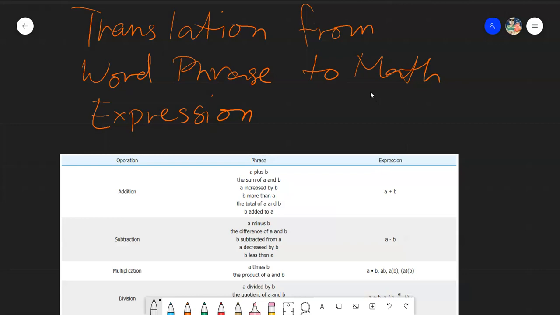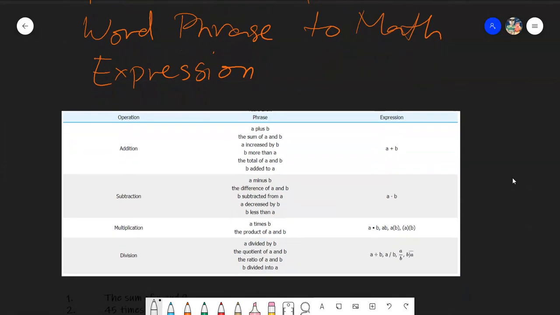Good day again. So now we will be discussing translation from word phrases to mathematical expressions. One important thing when it comes to translation is you know the keywords. Basically, what we are doing here is I am saying something, and you need to write it down using numbers, letters, and operations. So basically, it's just word phrase to math expressions.